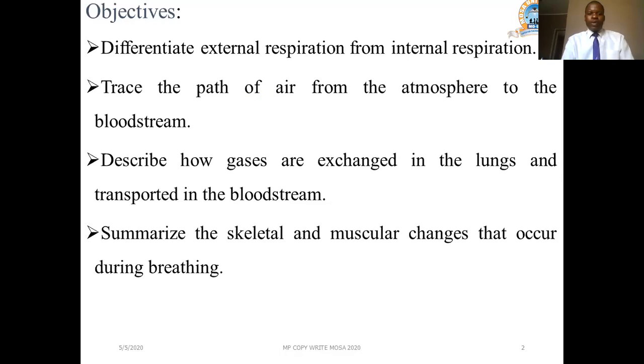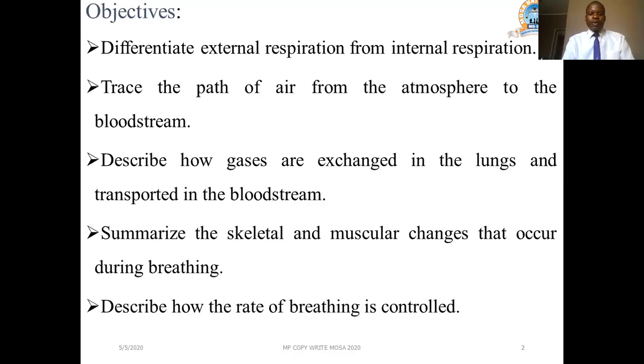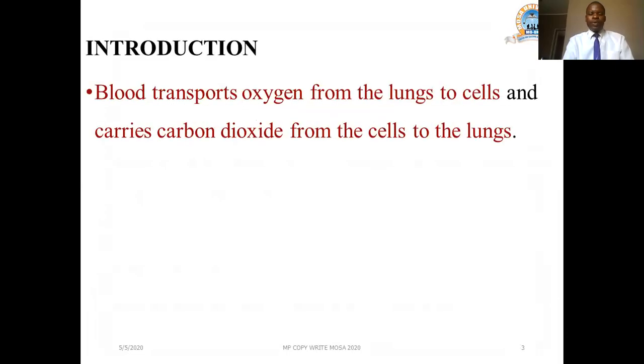You should be able to summarize the skeletal and muscular changes that occur during breathing. And you should also be able to describe how the rate of breathing is controlled. Look at the introduction.